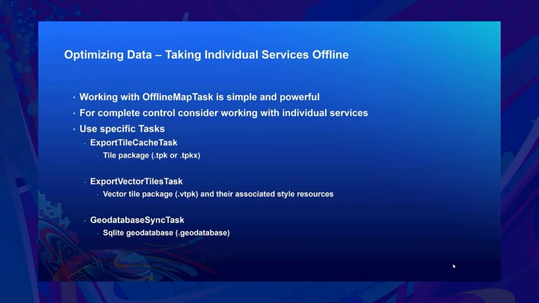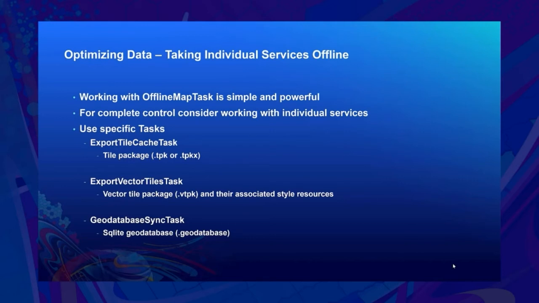If you need even finer grained control over taking just individual services offline, maybe you don't need the whole map to come offline, or maybe you're working without a web map and you just want to download a specific service for tiles or for geodatabase, then Runtime also offers the opportunity to work with those individual services. And you can pick a specific task depending on the type of service that you're working with. So when you're wanting to download imagery tiles as a TPK or TPKX, you can use the export tile cache task.